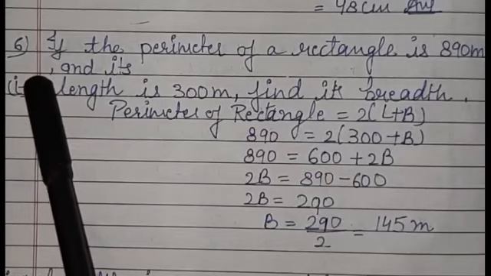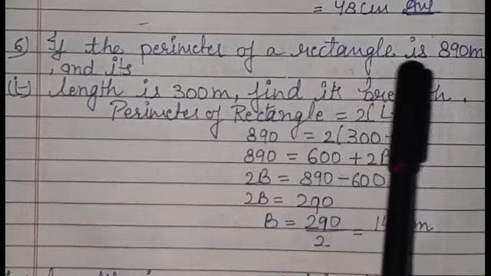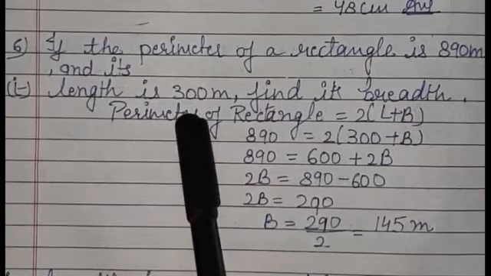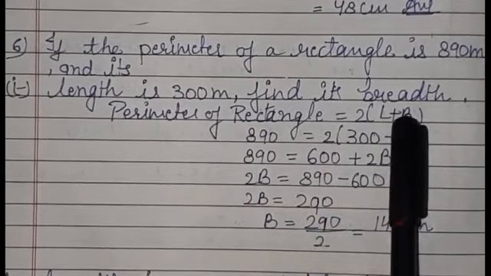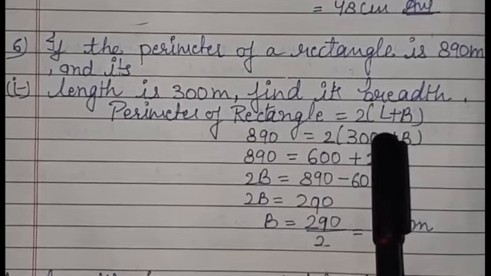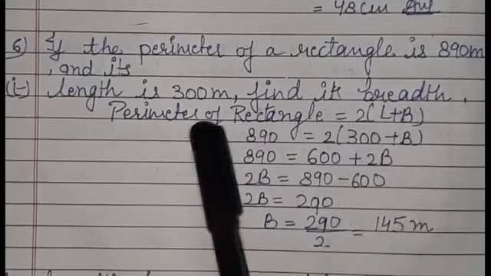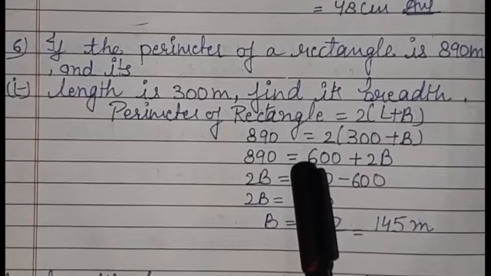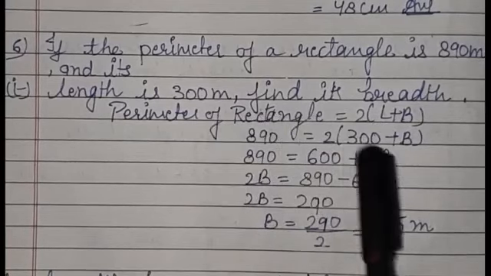Now come to sum number 6. In sum number 6, if the perimeter of a rectangle is 890 meter and its length is given 300 meter, find its breadth. So same formula we have to apply here. Perimeter of rectangle is equal to 2(L plus B). Put the value of perimeter, that is 890 is equal to 2 (length is given 300 and breadth we have to calculate).